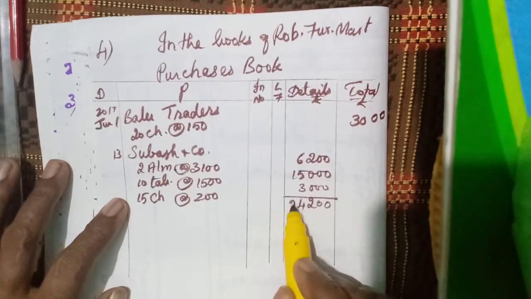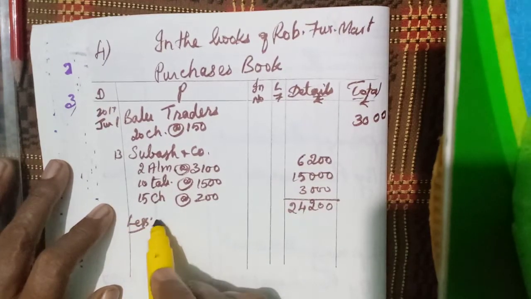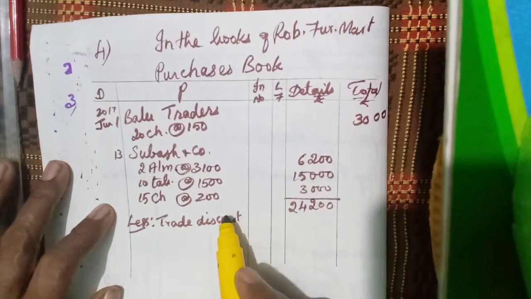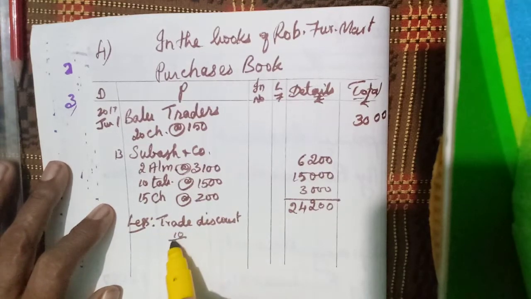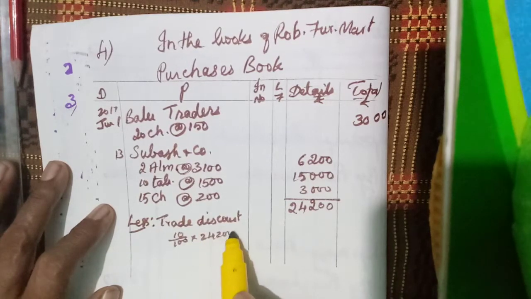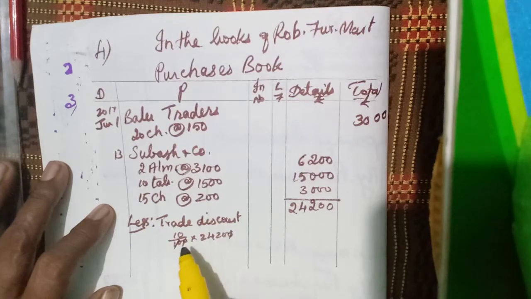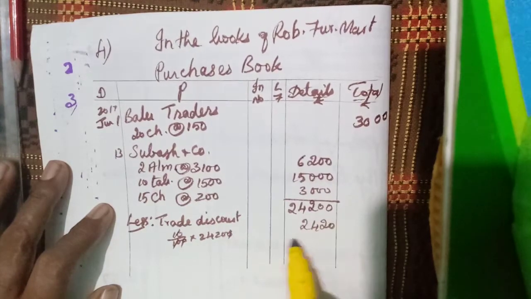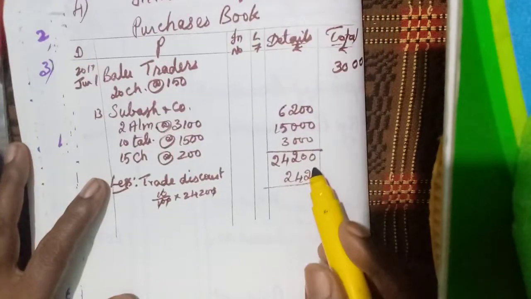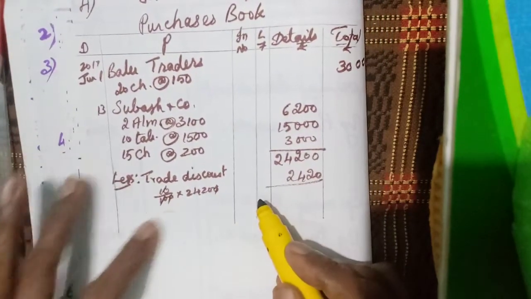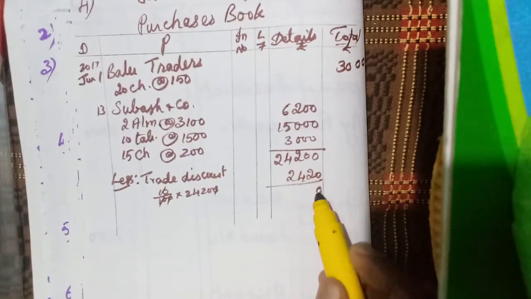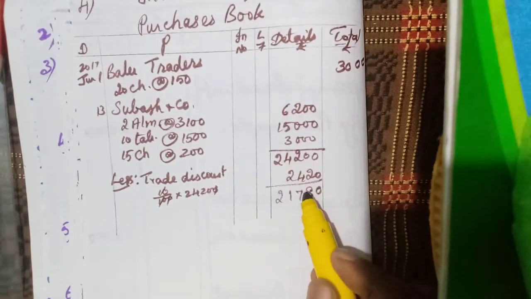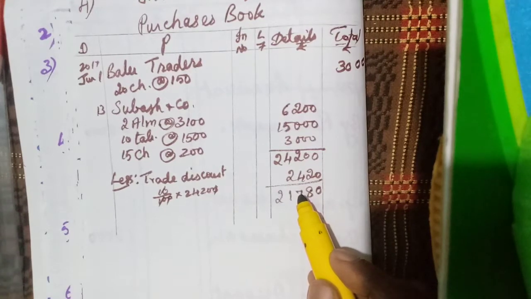Less trade discount. How much? 10%. 10 by 100 into 24,200, here 0, 0, 0, 0, 2,420. Simply we can cut the 0 and write that; 10%, no need to calculate this one. Now 10 minus 2, 8. 11 minus 4, 7. 3 minus 2, 1. 21,780. Now, freight charges.